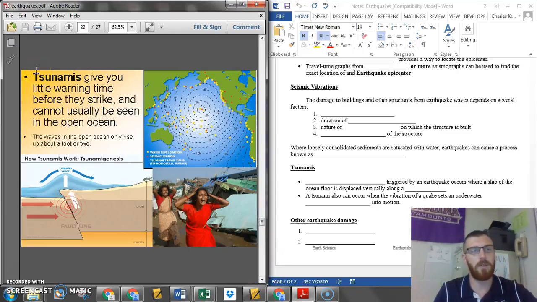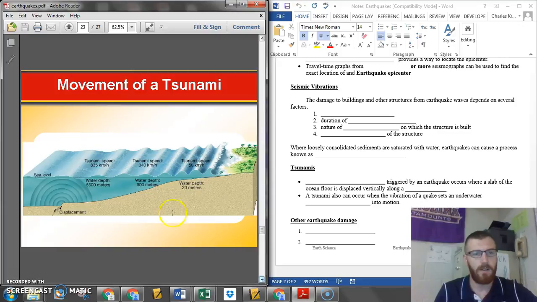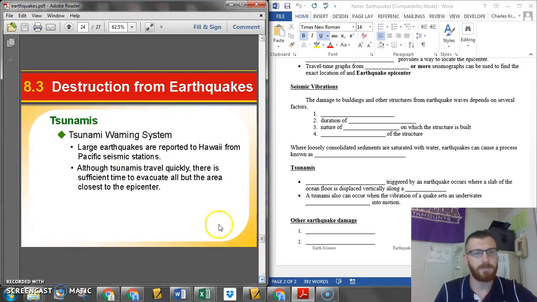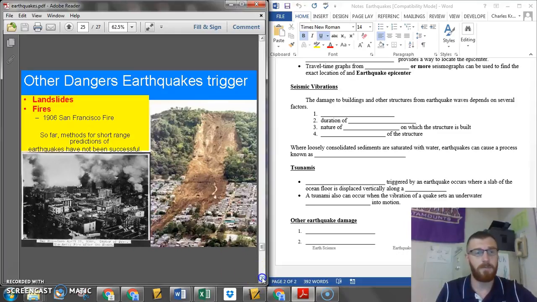So tsunamis give you little warning before they strike and cannot usually be seen in the open ocean because of the traveling wave. You can see the movement of the tsunami here as it intensifies as it reaches land and the tidal wave that occurs. So, the tsunami warning system: large earthquakes are reported to Hawaii from Pacific seismic stations, and although tsunamis travel quickly, there is sufficient time to evacuate all the areas but those close to the epicenter. And while we do have these in place, tsunamis generally do cause significant damage.